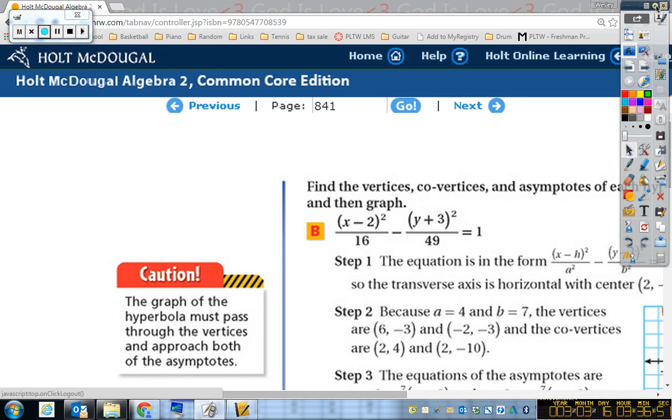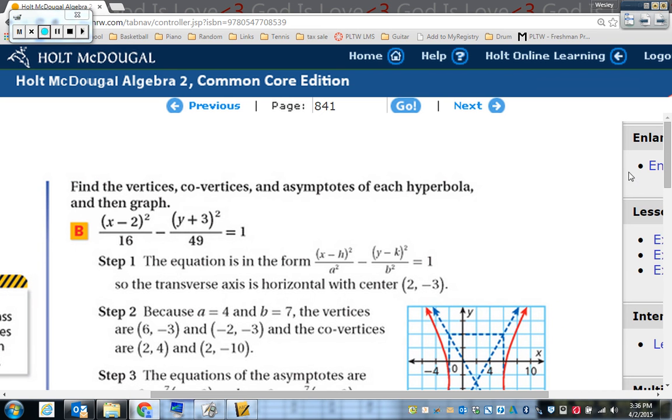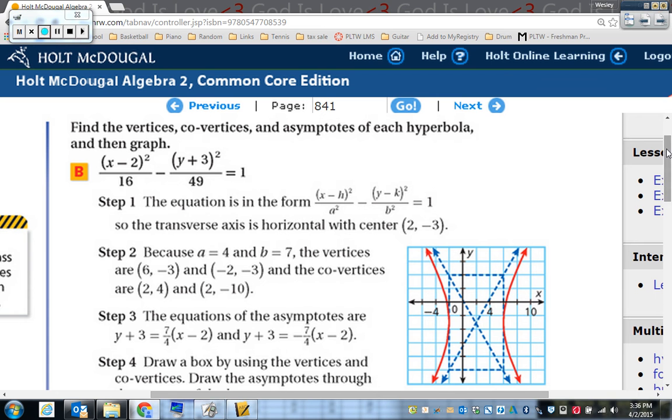Okay. Well, now what if I have one that is not at the origin? So we have like this one.